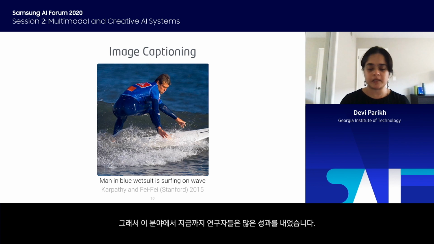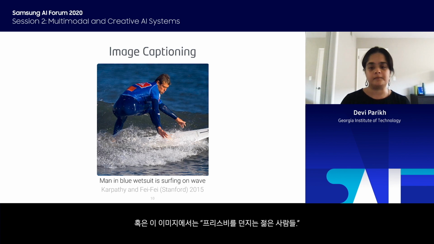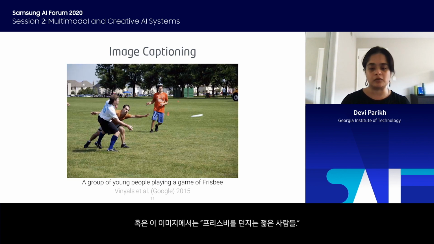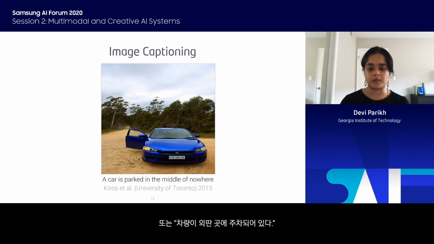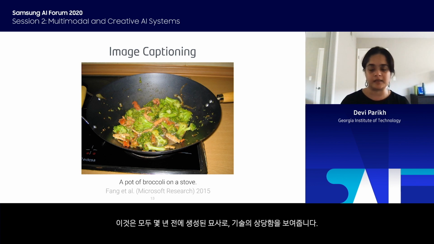And so in this space, we as a community have made a lot of progress. We can now take images like this and automatically describe it as a man in blue wetsuit is surfing on the wave, or an image like this, a group of young people playing a game of frisbee, or a car is parked in the middle of nowhere, a pot of broccoli on a stove. And these are all automatically generated descriptions as of a few years ago, which is quite impressive.